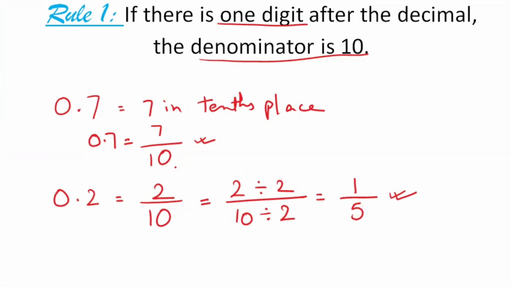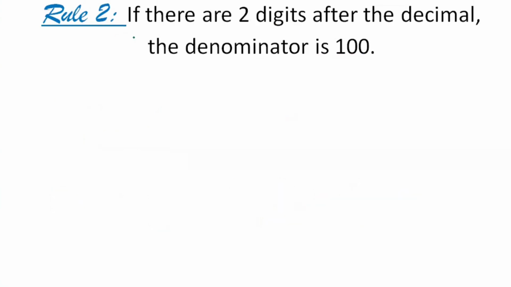Okay. So now you understand rule number 1. If after the decimal there is one digit, the denominator is 10. And then you can further simplify it if needed. Now let's go to rule number 2. Rule number 2 says if there are two digits after the decimal, the denominator is 100. In rule number 1, if there is one digit after the decimal, the denominator was 10. And rule number 2 says if there are two digits after the decimal, the denominator will be 100.